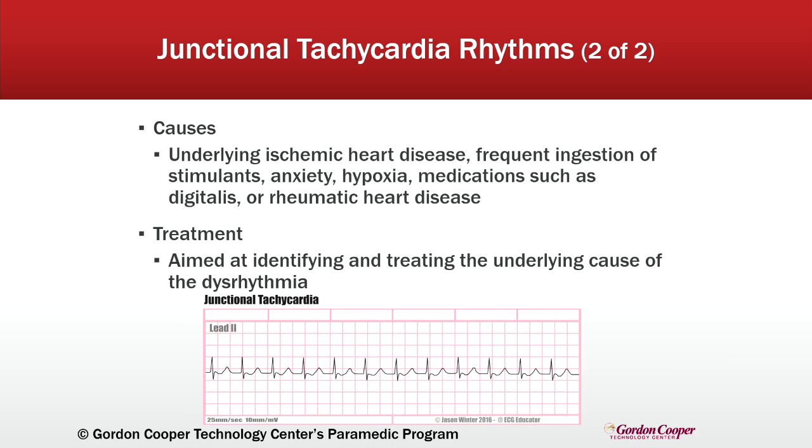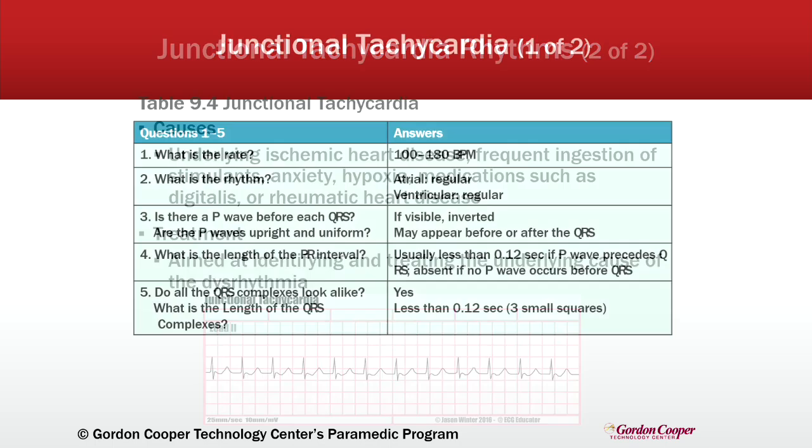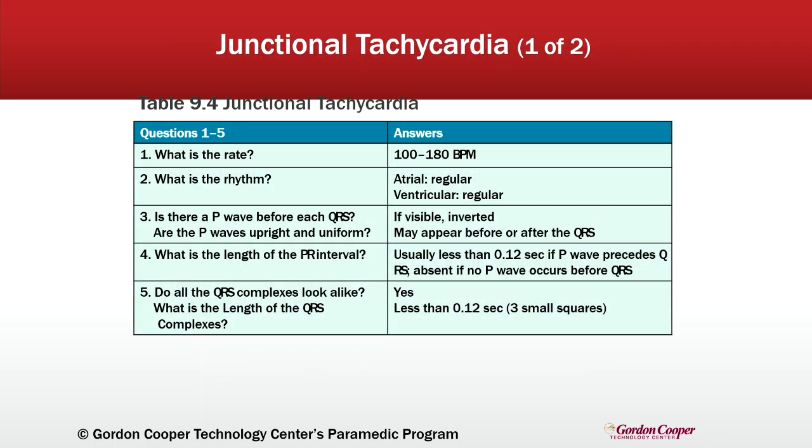Talking about junctional tach, it can be caused by several factors as well. Underlying ischemic heart disease can be a problem. Also frequent ingestion of stimulants, anxiety, hypoxia, medications like digitalis, and rheumatic heart disease. Treatment is primarily focused on identifying and addressing the underlying causes. So we're looking for that root issue, to help manage and potentially resolve the rhythm disturbance that we're looking at. So once again, the only thing changing is going to be our heart rate.